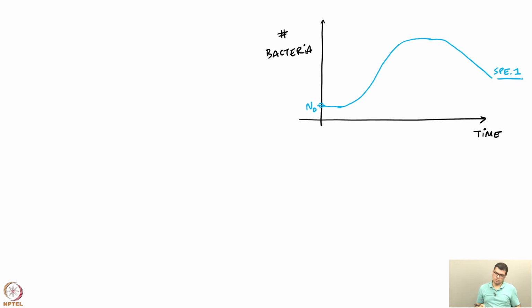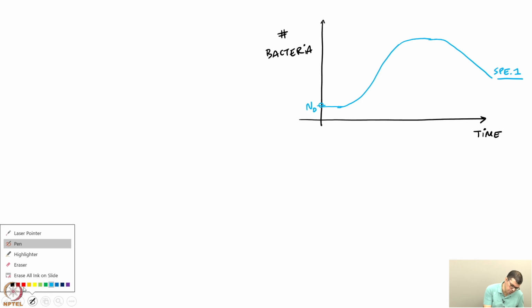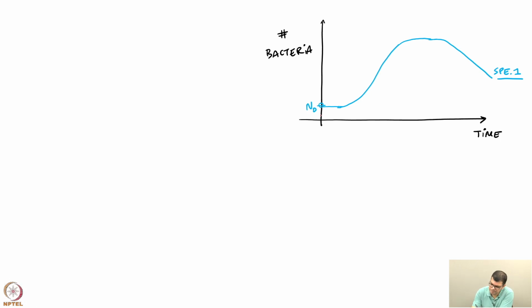Let us compare this with species 2, which is also seeded at the same number n naught, and let us say that species 2 exhibits a slightly different growth characteristic. And so on and so forth. This is species 2.